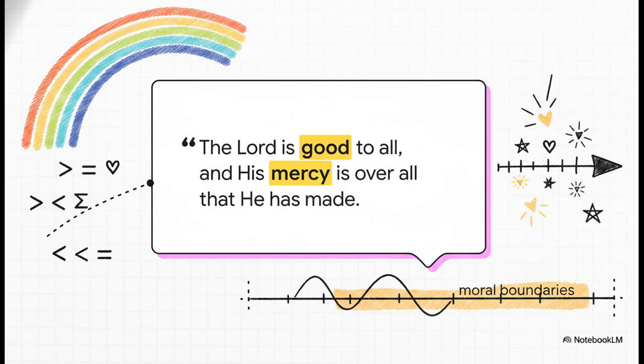Now, the source curriculum actually kicks things off with a spiritual perspective, proposing that God's goodness covers a broad range. It uses this quote from Psalm 145:9, "The Lord is good to all, and his mercy is over all that he has made." The material suggests that when we think about concepts like goodness and mercy, it's rarely just one tiny specific point. It's vast, it's expansive, it covers a wide spectrum.